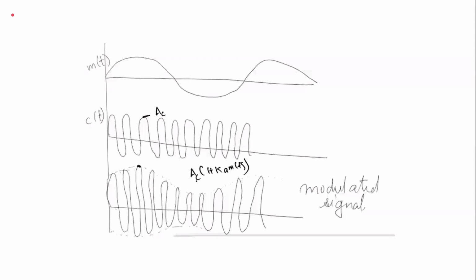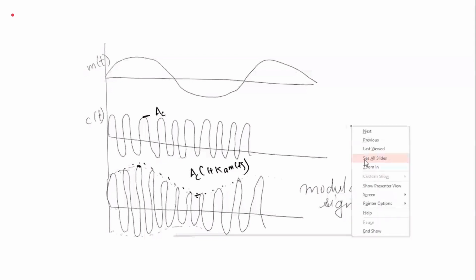This maximum value will happen when this part is maximum, and when the message signal is minimum, this will be subtracted from the carrier amplitude. Ac into 1 minus, it will become. So it is less. So this is the maximum and minimum, and this dotted line is the envelope.